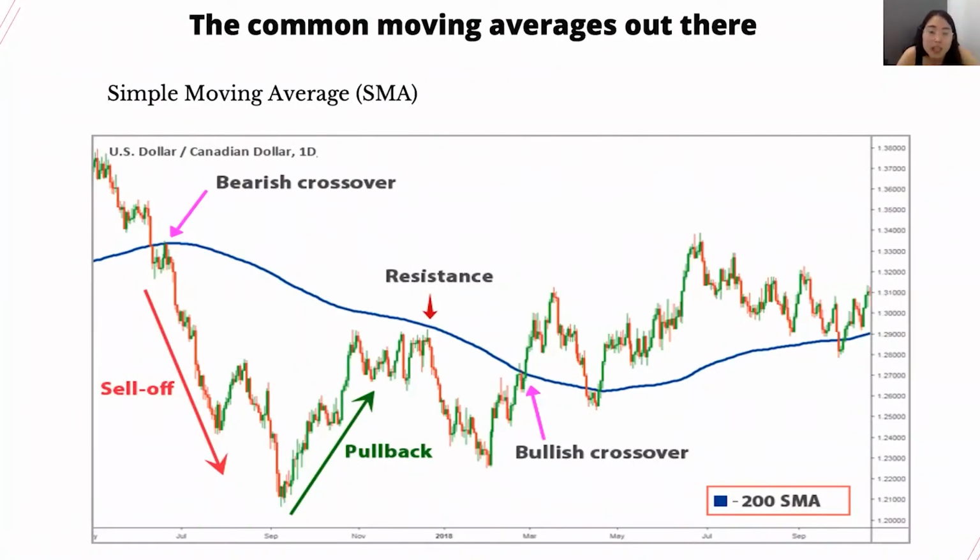When generating the SMA, traders must first calculate this average by adding prices over a given period and dividing the total by the total number of periods. The information is then plotted on a graph. So the formula for simple moving average is written as this, which is a calculation.